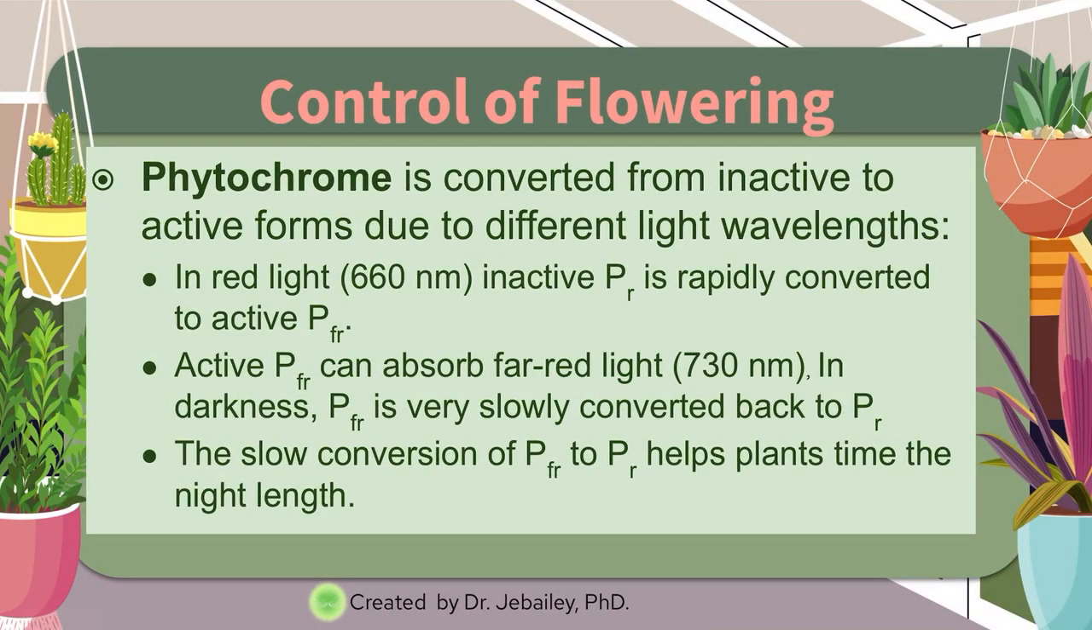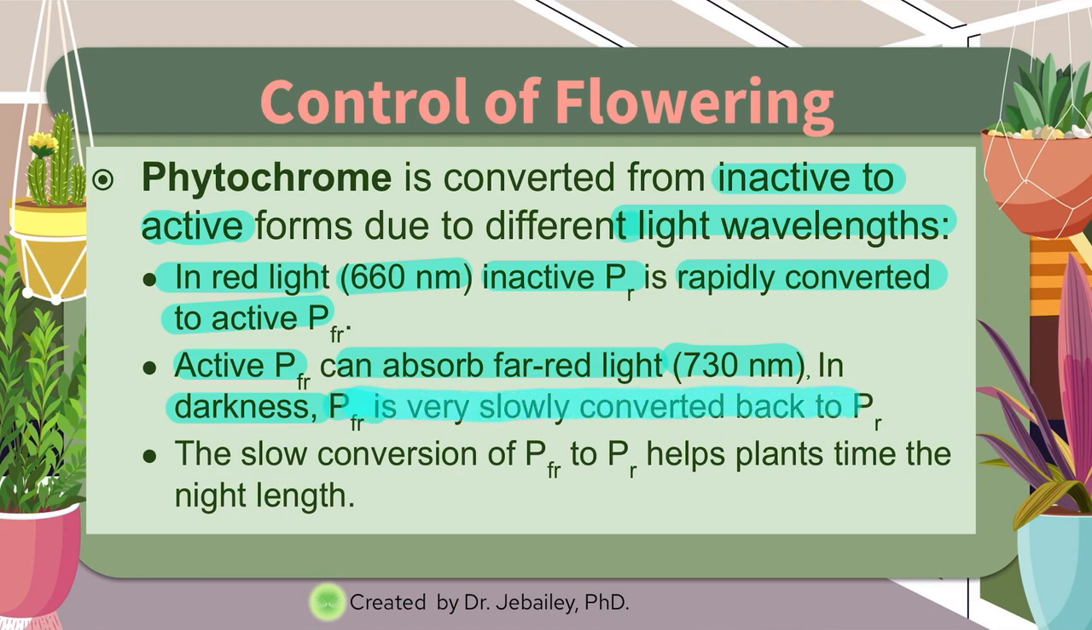Now, usually we want to try to convert the inactive form to the active form. That's because there are different types of wavelengths, right? So here's how it works. If you're in red light, which is 660 nanometers, inactive PR is rapidly converted to PFR, okay? Now the active PFR can absorb the far red light, which is 730 nanometers. And in darkness, the PFR is very slowly converted to PR. The slow conversion of PFR to PR helps the plant time the night length.